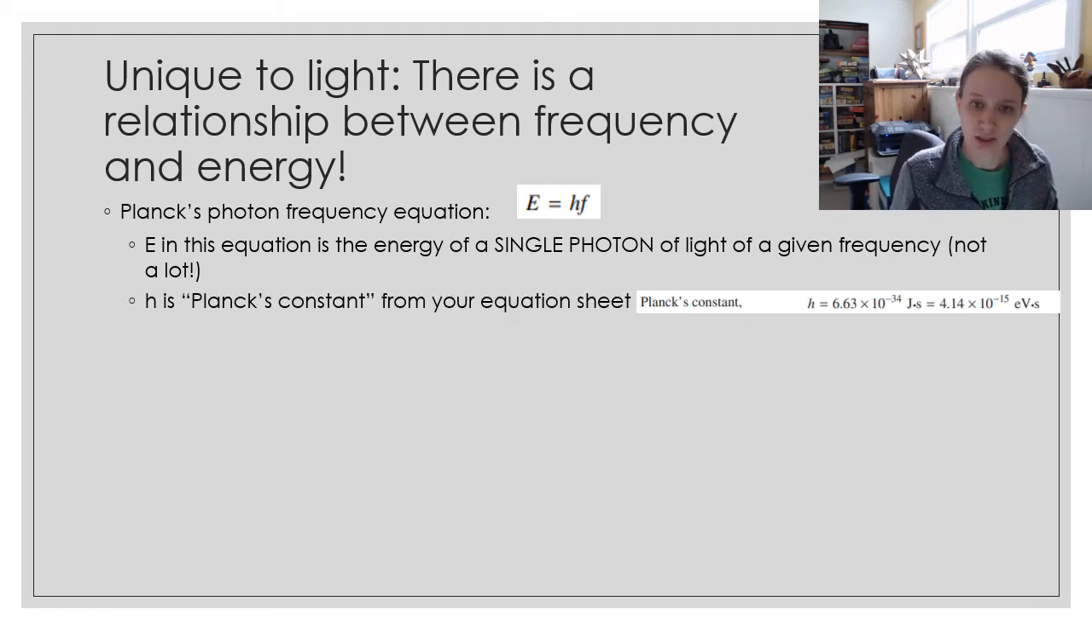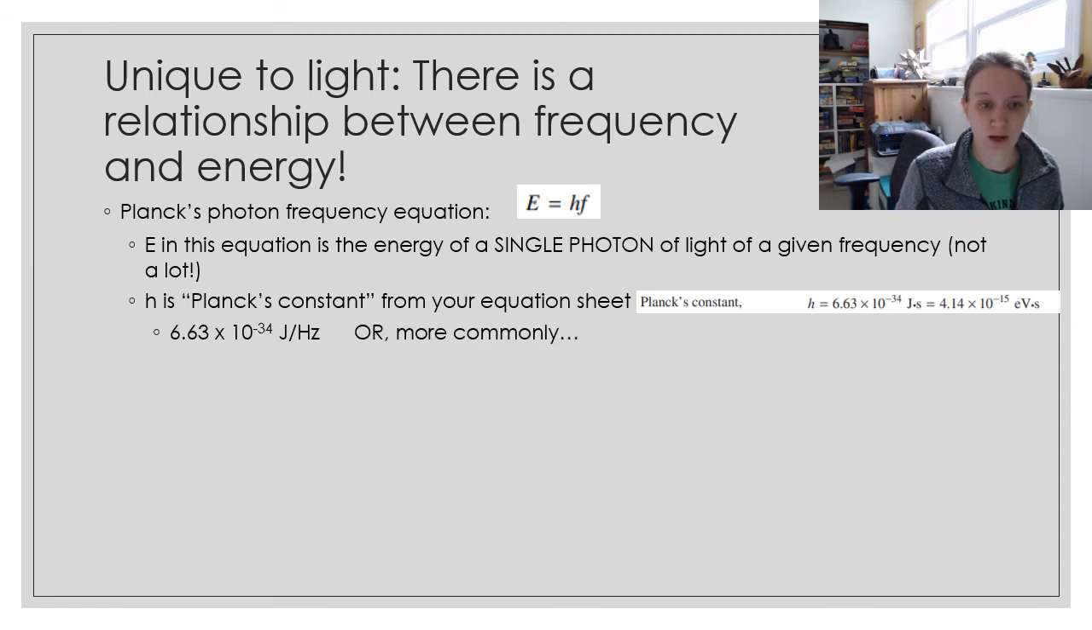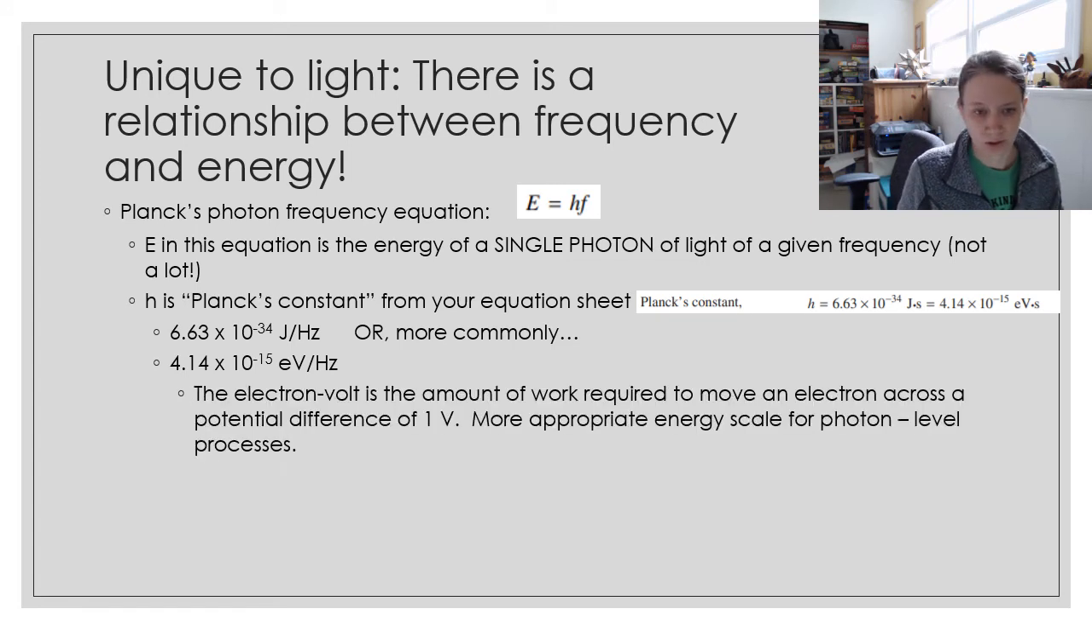And h in this is a universal constant known as Planck's constant, and that is on your equation sheet as shown. You'll notice that there are two different h values: 6.63 times 10 to the negative 34th joules per hertz, or joule seconds, which is the same thing because a second is an inverse hertz. Or, more commonly, the one you'll probably be using more often is 4.14 times 10 to the negative 5th eV per hertz, or eV seconds.